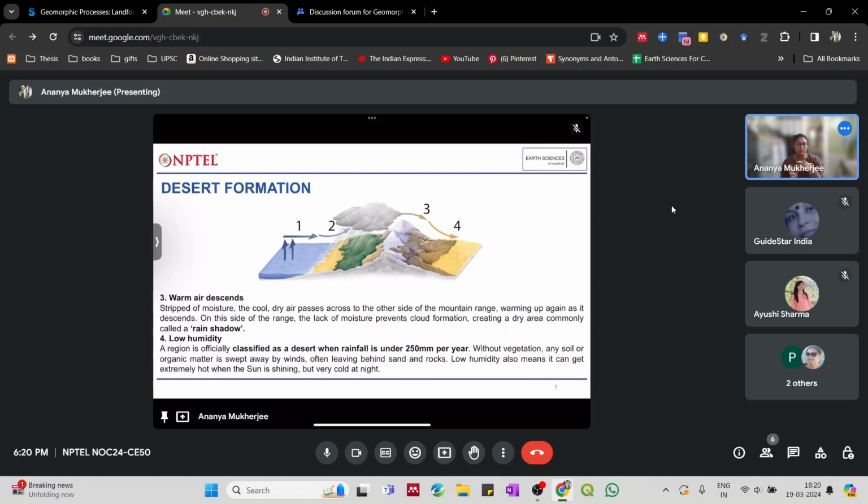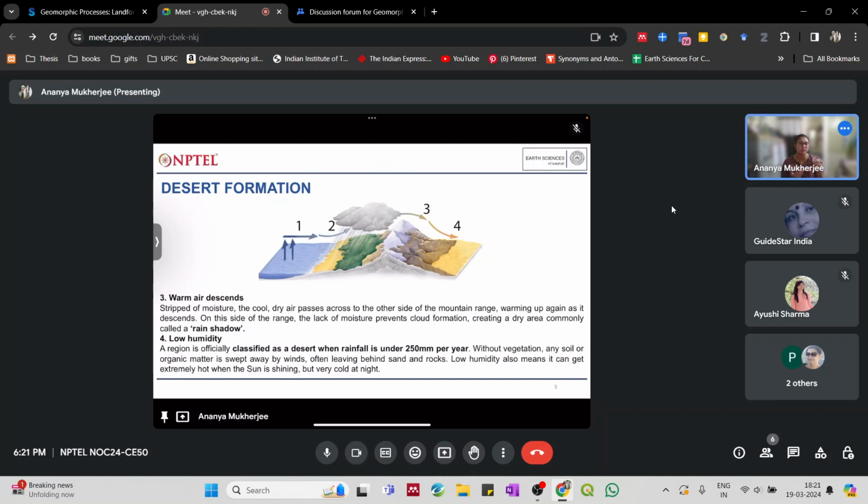So now the clouds, which are devoid of moisture and have also become cooler in temperature since they have reached a higher altitude, are drier now, and will move towards the other side of the mountain. As it moves towards the other side of the mountain, it starts warming up, and because it has warmed up again, it starts descending.